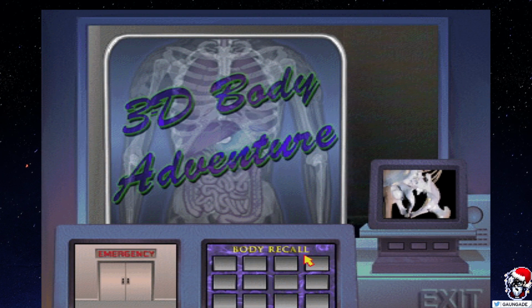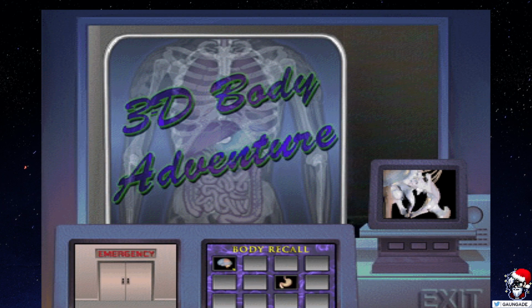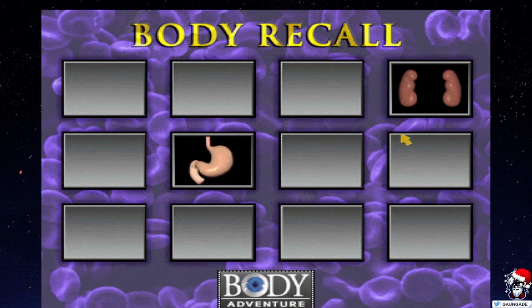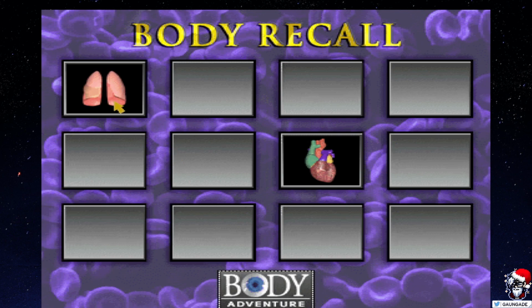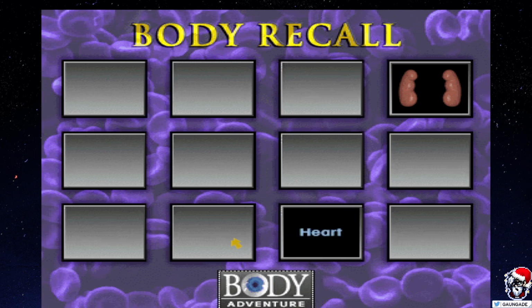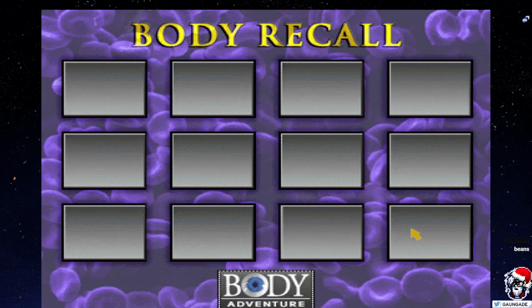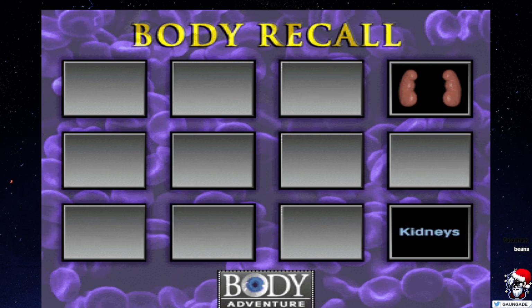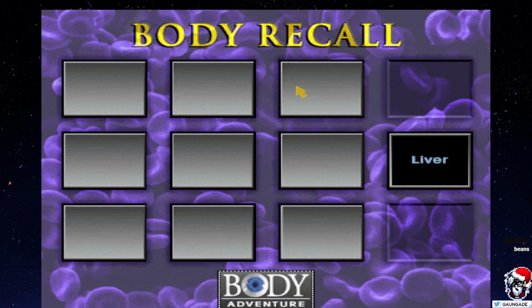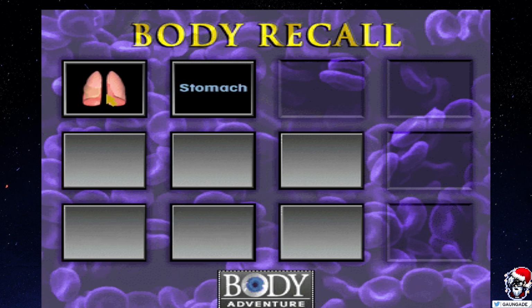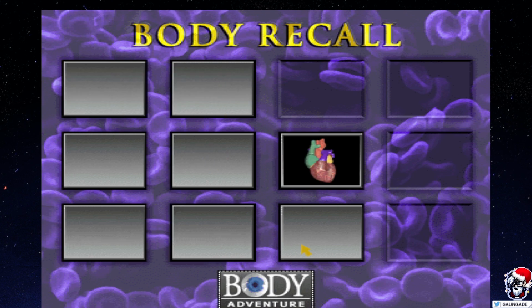Play body recall. Click on one of the 12 tiles to see. That's not it. Oh, that's not it. That's not it. Heart. Kidneys. This is hard. Liver. Bloop. Oh, you get to see a little animation. That's not it. Heart.